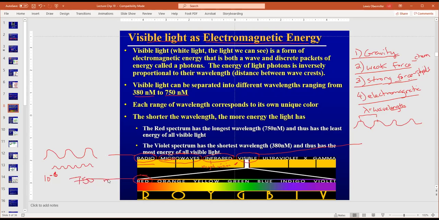And remember, these are nanometers. So we're talking 10 to the negative ninth, billionths of a meter. And then on this end would be the shorter ones, the smaller ones, which would be in the 380 range. And so that's what you can see. You can see between 750 nanometers and 380 nanometers.